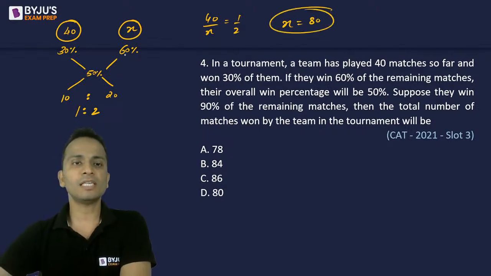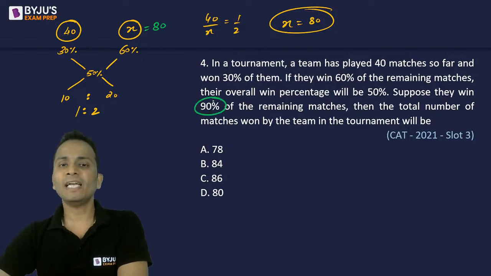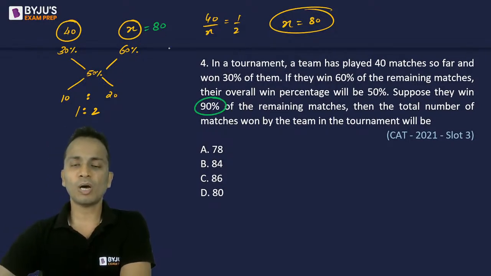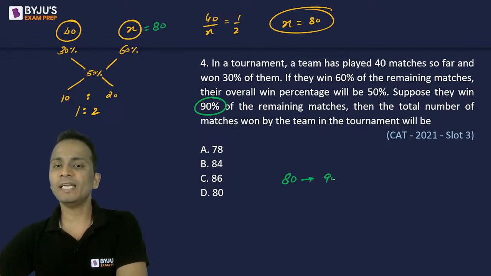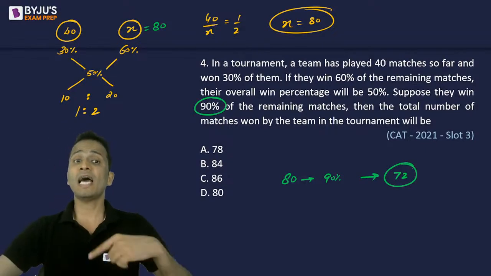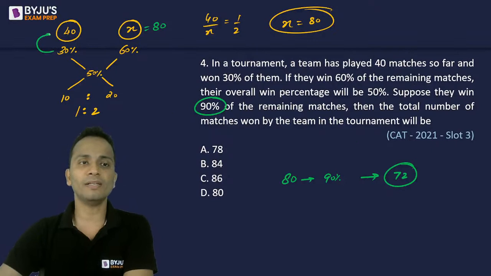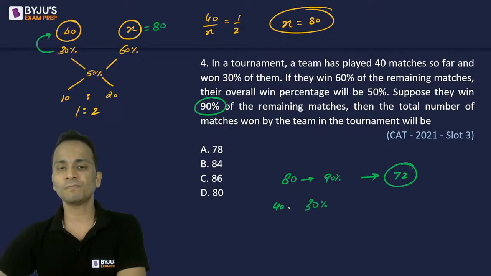So that means the team is yet to play 80 more matches, right? So the question says that suppose they win 90% of the remaining matches. So out of these 80 matches which are remaining, they have won 90 percentage. So that means they will win 72 more matches. Okay, 72 more matches. And earlier they have already won 30 percentage of 40.